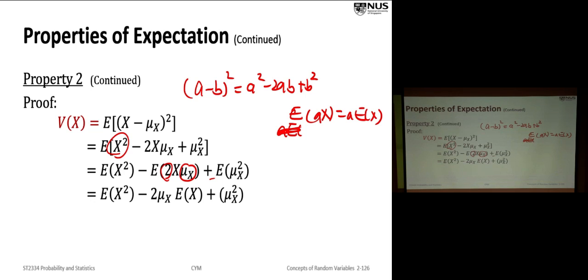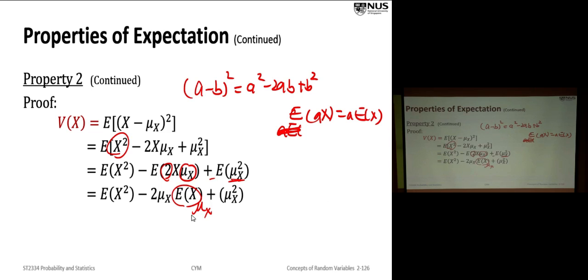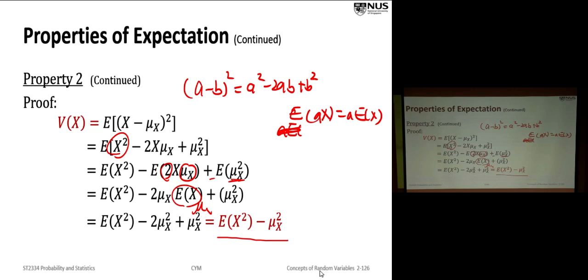So we're finding the expectation of x. And the last one, because this is a constant, for a constant, what do you expect? It must be that constant. So it's equal to mu x squared. All right, but what is this? This is mu x. So in other words, the second term is minus 2 mu x squared. So this is the final answer. This is our square of the expectation.